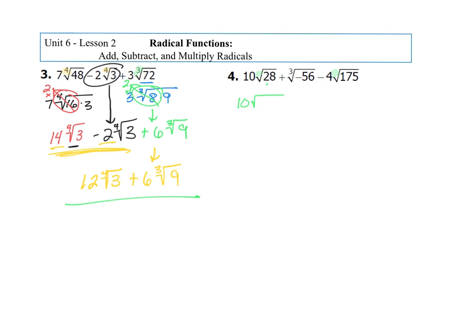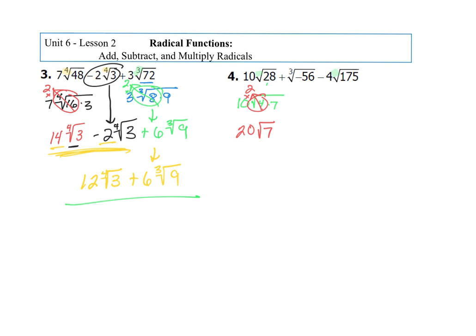What perfect square goes into 28? Well, I know that it's 4 times 7, and 4 is a perfect square. The square root of 4 comes out as a 2. It multiplies by 10 to make 20. And then we leave the square root of 7 inside.